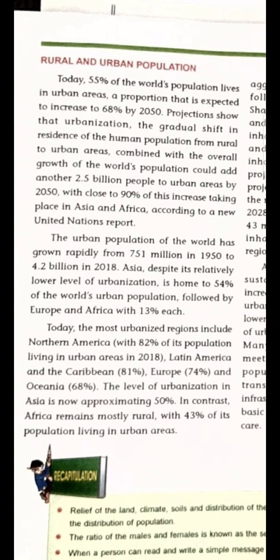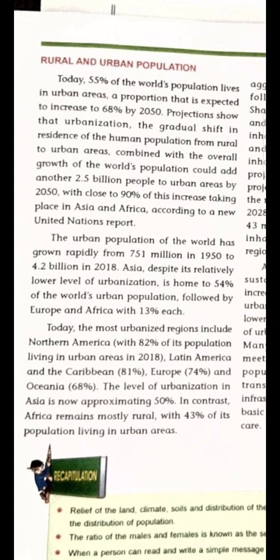Projections show that urbanization, the gradual shift in the residence of the human population from rural to urban areas, combined with the overall growth of the world population, could add another 2.5 billion people to the urban areas by 2050, with close to 90% of this increase taking place in Asia and Africa, according to a new United Nations report. So what is this report telling us? It is telling us that by 2050 there will be an added 2.5 billion people in the urban areas, mostly in Asia and Africa. The continents of Asia and Africa will see this leap in the urban population.